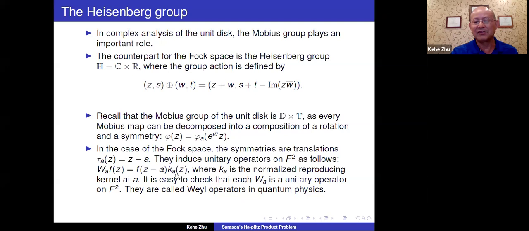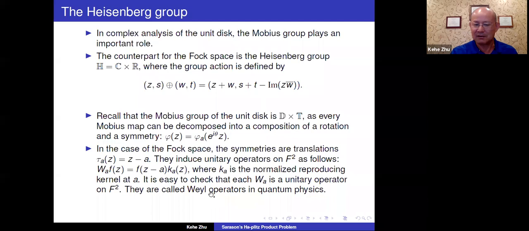And it turns out, with respect to the Gaussian measure, the Jacobian is the normalized reproducing kernel for the Fock space. So every time you have an A, you look at this translation modified by the Jacobian, and what you get is an operator, which I denote by WA. It's going to be a unitary operator. It's very easy to check that it preserves the L2 integral with respect to the Gaussian measure. K_A modulus squared is exactly the real Jacobian. So this is actually a unitary operator on the Fock space, and they are called Weyl operators in mathematical physics.